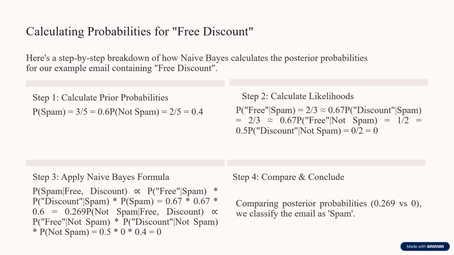Then we are going to apply them in the naive Bayes formula. After applying it, we have calculated all these classifications, and we found the probability values. After calculation, I'm going to compare and conclude what result I'm getting. After comparing the posterior probabilities, I got 0.269 versus 0, and we classify that mail as spam. So based on the highest probability, I'm going to say whether the mail is a spam mail or not spam mail.